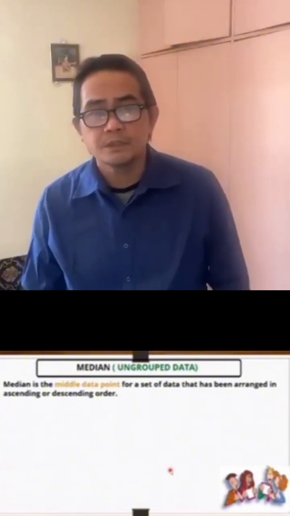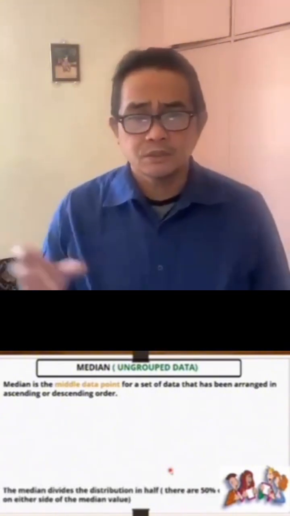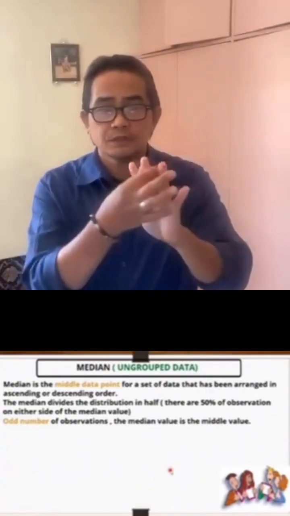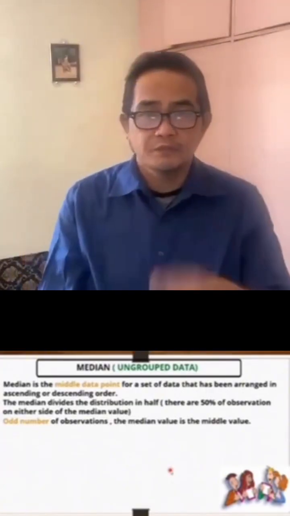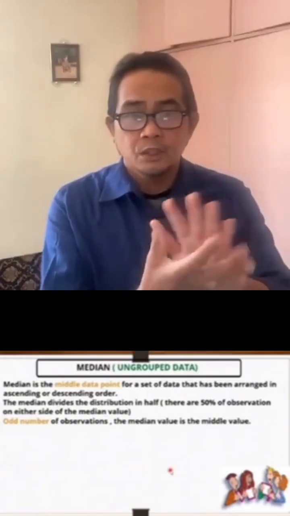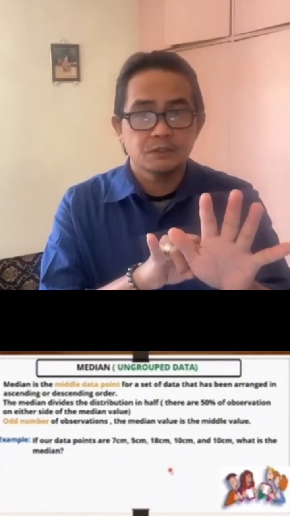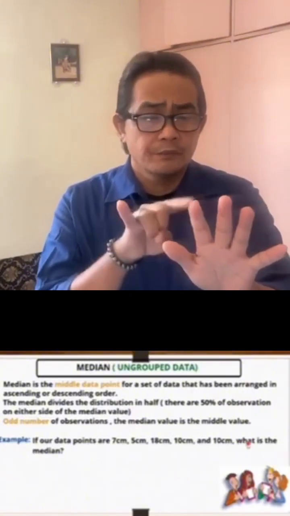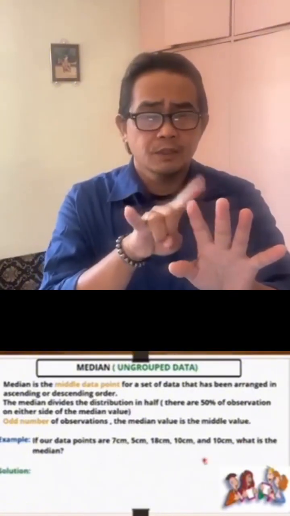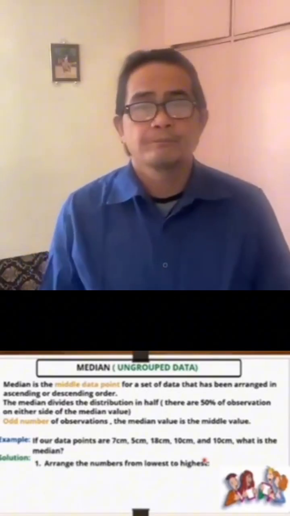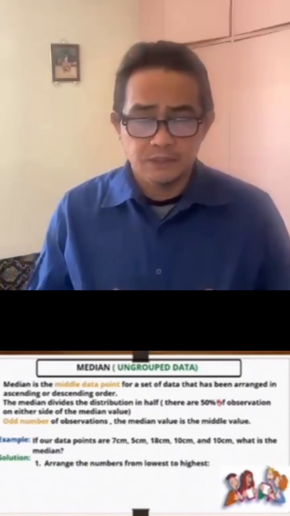If the total number of observations is odd, the median value is the middle value. If there are 5, of course, the middle is the median. If there are 6, we need to get the middle of these 6 observations. So that's the third and the fourth. And then for the third and the fourth, we're going to divide it. Depends on the number given in the set of data.